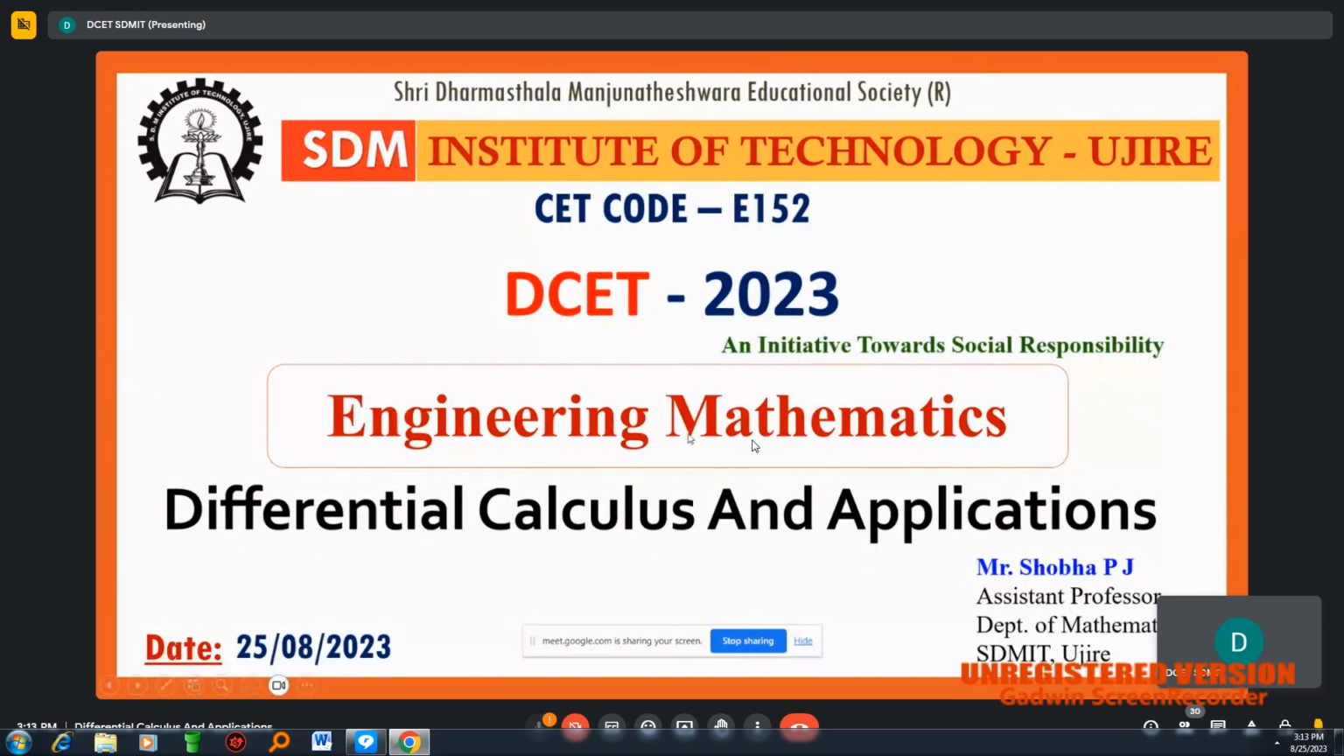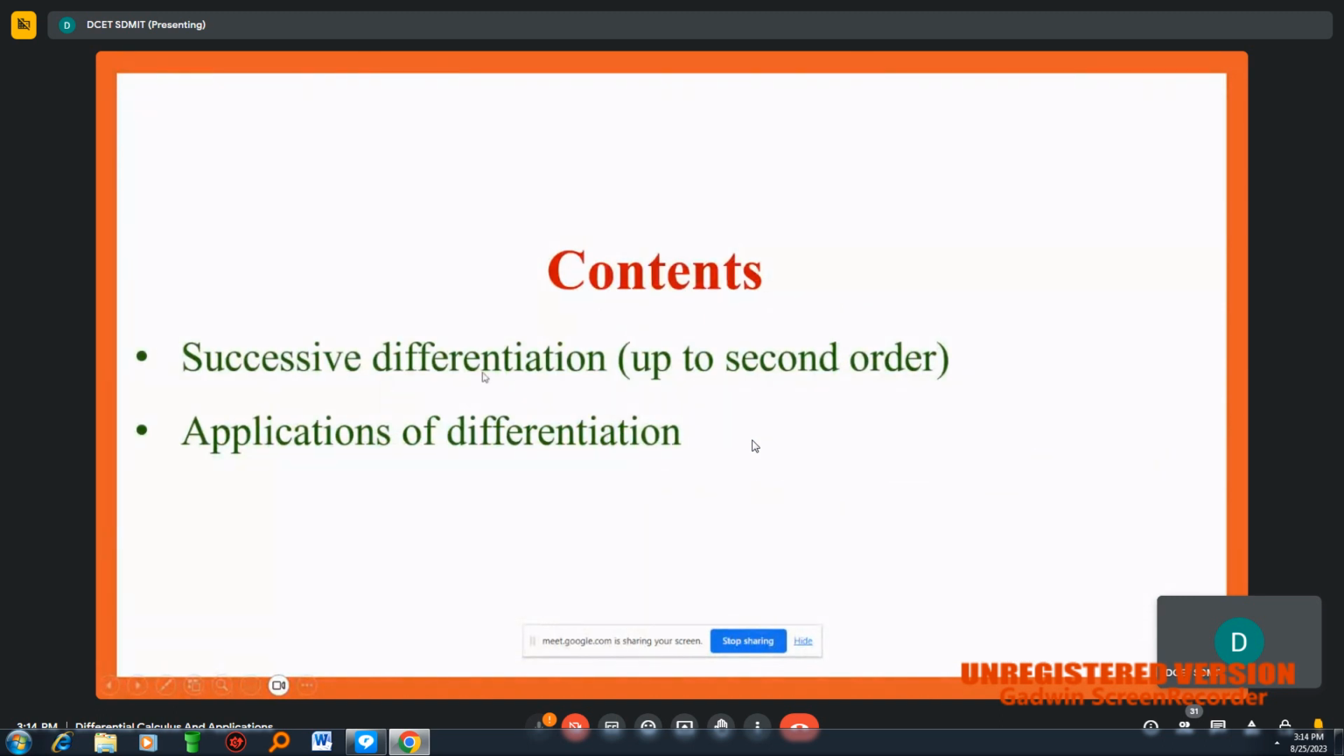Today, in this session, we'll study differential calculus and applications. In yesterday's session, we discussed the rules of differentiation, some standard functions and their derivatives, the chain rule, implicit functions, and lastly, logarithmic differentiation. Today in this session, we are going to study successive differentiation up to the second order, and applications of differentiation.